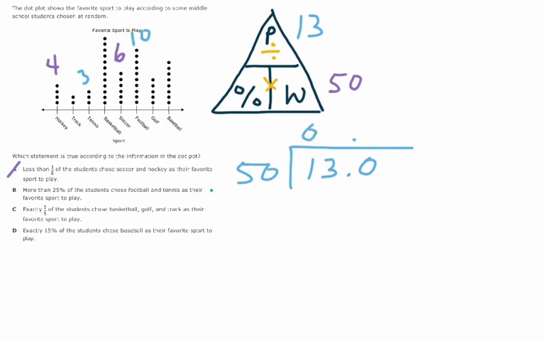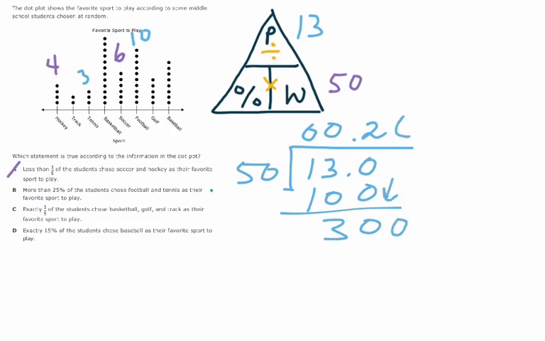50 does not go into 1, does not go into 13. It does go into 132 times. 50 times 2 is 100. You'll get 30, and then we can always bring down this 0. 50 goes into 300 evenly 6 times. It gets us 300. And I get 0.26, but really if we move this over, it's 26%, which if you read this, more than 25% of students chose football and tennis as their favorite sport. That looks like a pretty good answer right there for B. I'll look at C and D real quick, but B works out so far, and I like it.